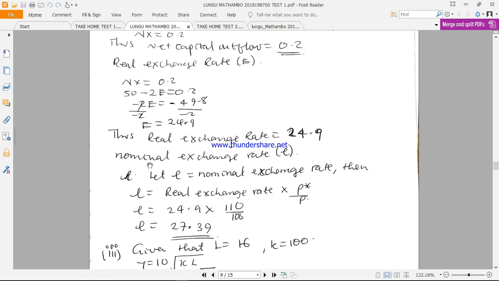And then maybe the last part is the nominal rate of exchange. Remember, we said let e equal the nominal exchange rate. As I've said, please, Mr. Banda, try by all means to define your variables. In this case, we have defined that whenever you find this e, it is the nominal exchange rate. So let E equal the nominal exchange rate. Then E is equal to the real exchange rate times P star over P, where P star is, remember what we were looking at last time?